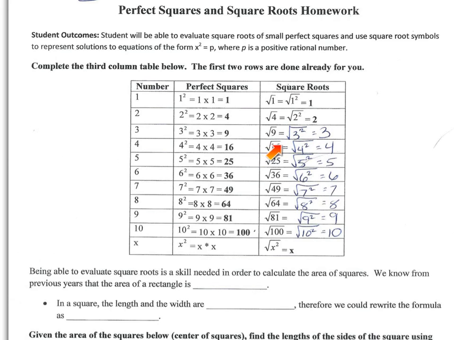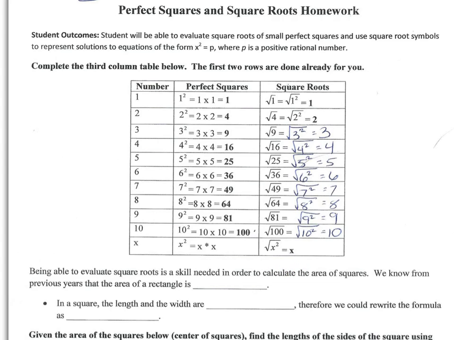The square root of 16 is the square root of 4 squared, which equals 4. The square root of 25 is the square root of 5 squared, which equals 5. And you can follow the pattern all the way down on what I did there. If necessary, you can pause the video if I'm going too quickly. But the square root of x squared is just x.